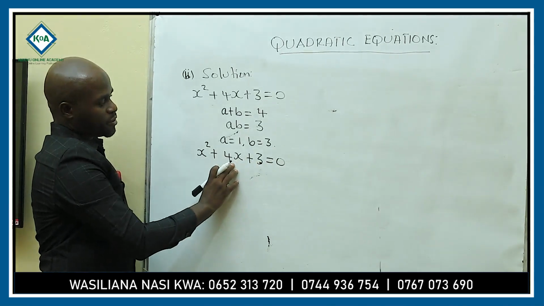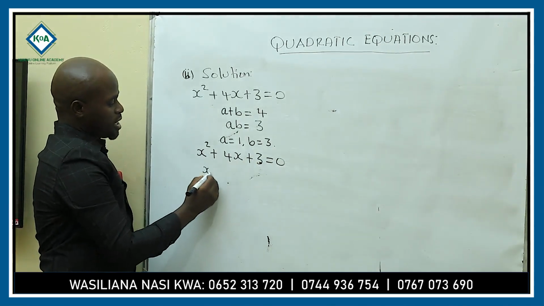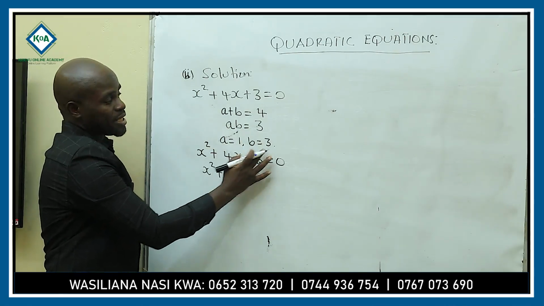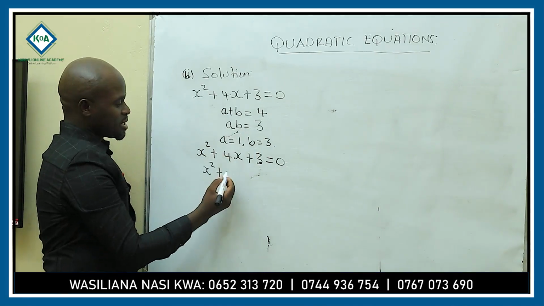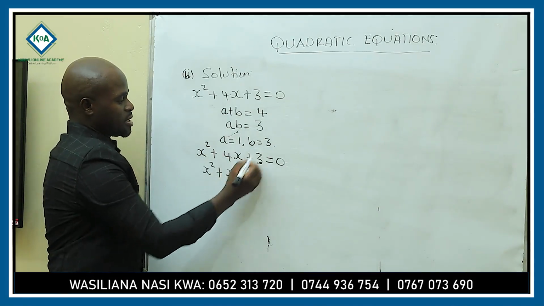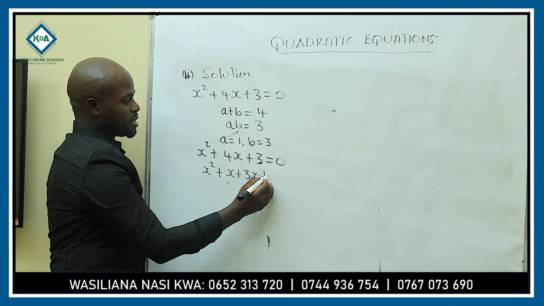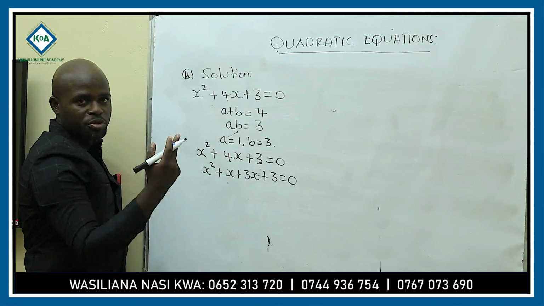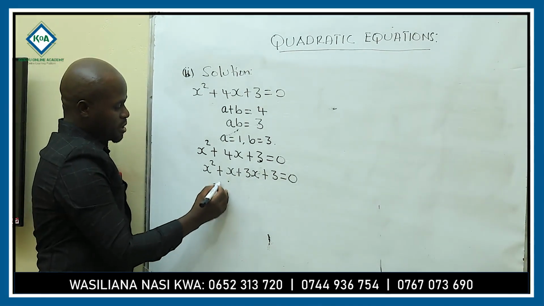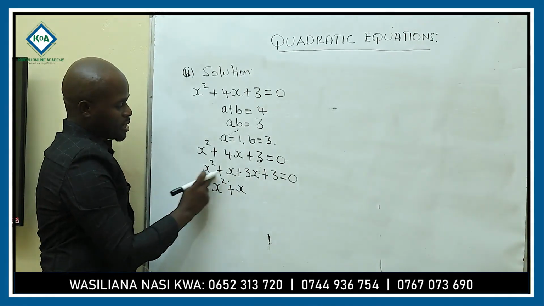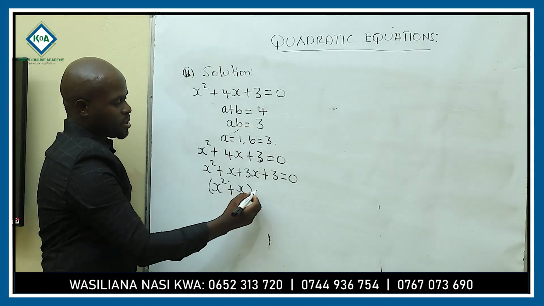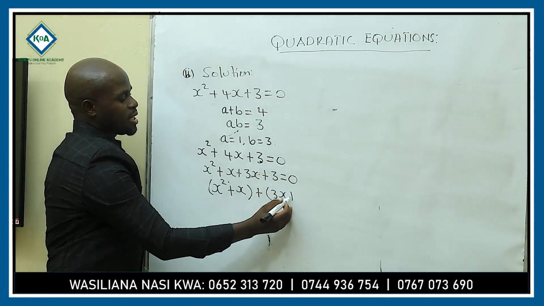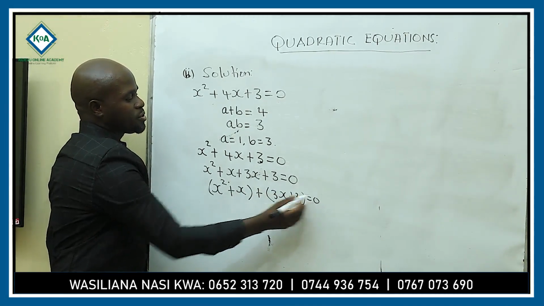So we split this 4x into 2. So it will be x squared plus, instead of writing 4x, now it will be 1x plus 3x. Now 1x is x, so it's x squared plus x plus 3x plus 3 is equal to 0. Now we have 4 terms, we split into 2 groups. The first group is x squared plus x, plus the second group starting from 3x plus 3 is equal to 0.